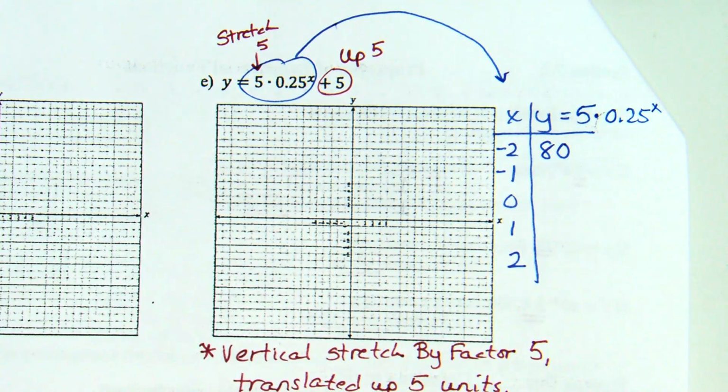Okay, let's try it with -1. You try it with -1. What's the negative tell me to do? Flip it. And so now it's 4 to the first. What's 4 to the first? 4. And what's 5 times 4?